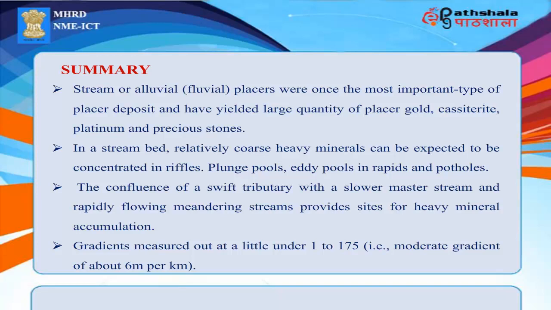Stream or alluvial placers were once the most important type of placer deposits and have yielded large quantities of placer gold, cassiterite, platinum, and precious stones. In a stream bed, relatively coarse heavy minerals can be expected to be concentrated in riffles, plunge pools, eddy pools, rapids, and potholes. The confluence of a swift tributary with a slow master stream and rapidly flowing meandering streams provides sites for heavy mineral accumulation. Gradients measured out at a little under 1 to 175, that is a moderate gradient of about 6 meters per kilometer.